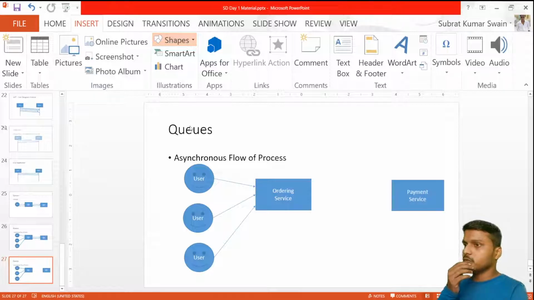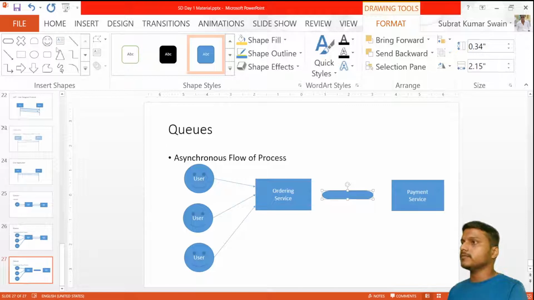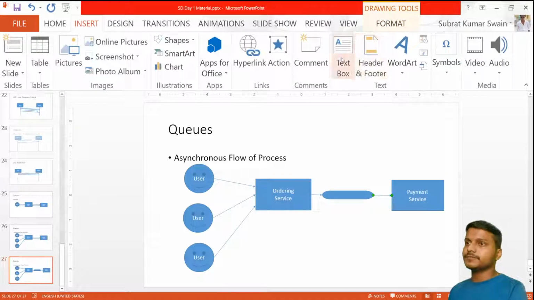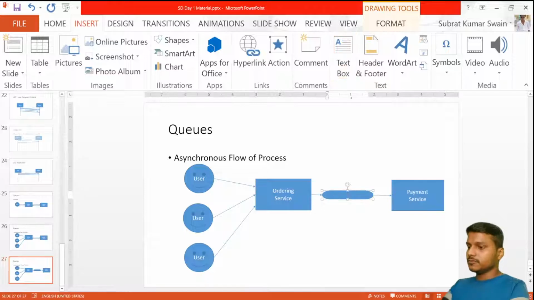How does the queue look? You can put anything, but I would pick this one. Let's say this is a queue, for example. Now the ordering service will not put requests directly on the payment service, it would put them on the queue. This is a queue, guys. Let me write it: queue.